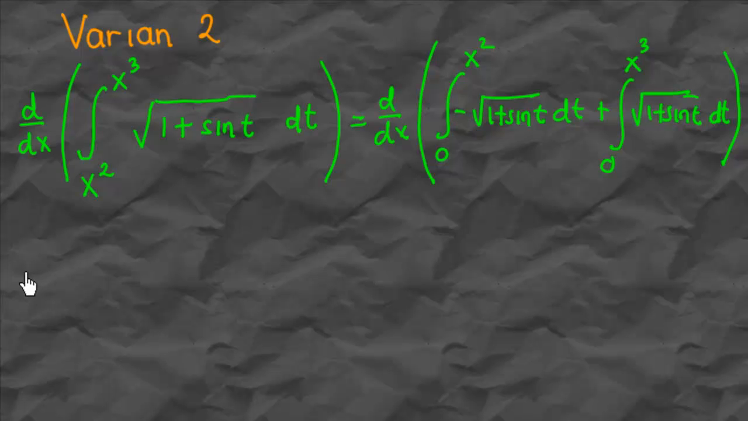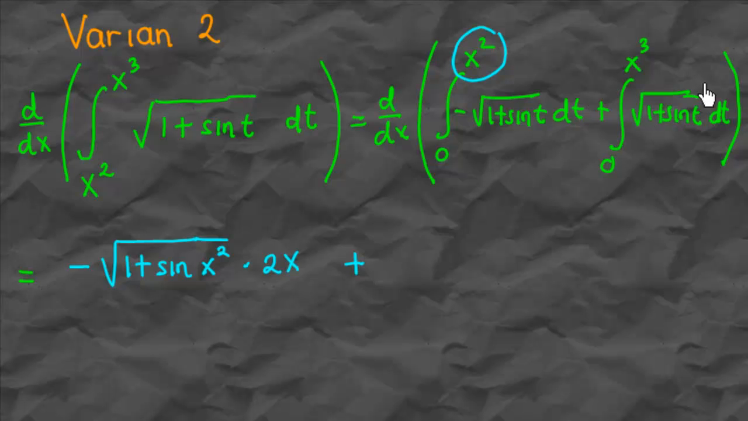Okay, now we are ready to compute the derivative. So first, what is the derivative of the first term? We can obtain it by simply substituting x squared for the t: minus square root of 1 plus sine x squared. But don't forget, we need to multiply by the derivative of that guy. The derivative of x squared is 2x.